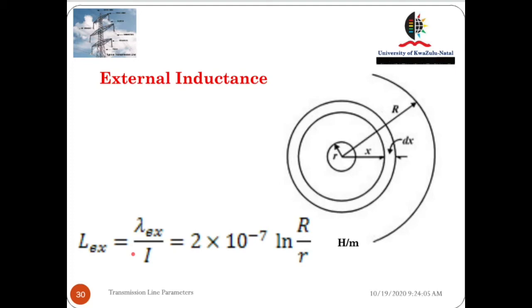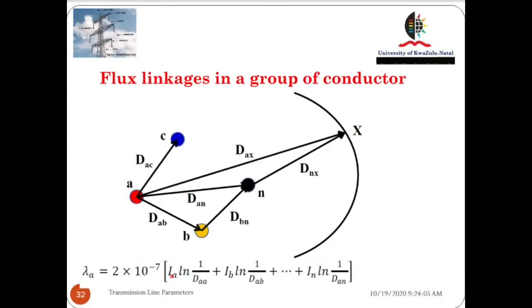Flux linkage over current is the inductance. So if we want to find out the flux linkage, it will be the inductance, which is 2 times 10 to the power minus 7 log R over R, times the current. So we will use that equation here.